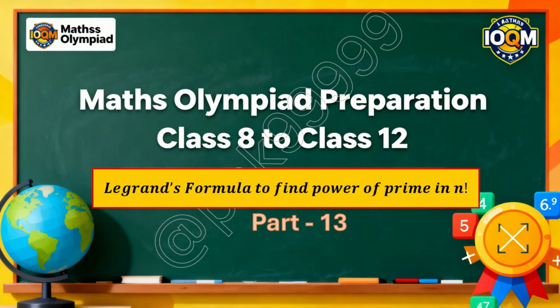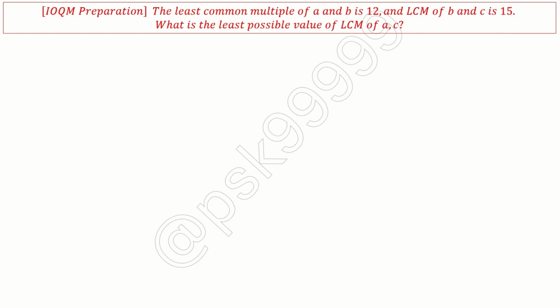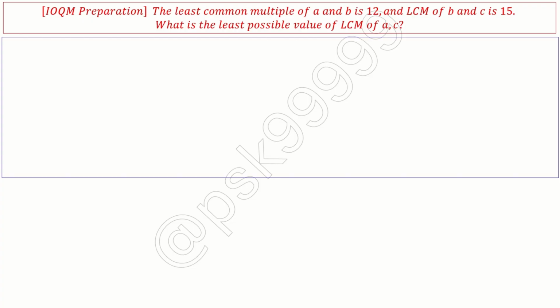Okay, let's get into the preparation problems. The least common multiple, that is LCM of A and B, is 12 and LCM of B and C is 15. What is the least possible value of LCM of A and C? This is what is given.